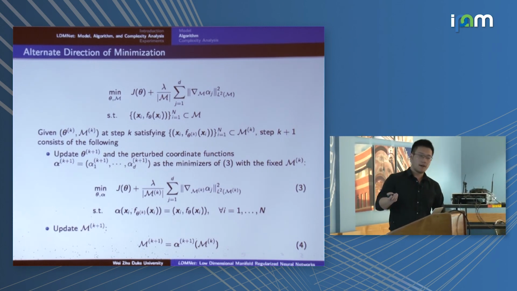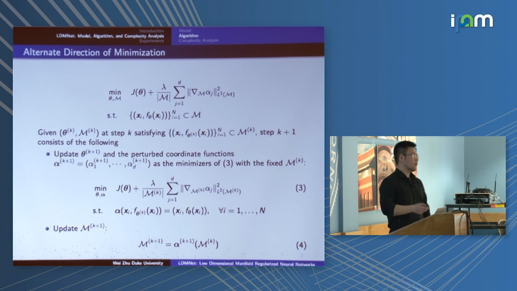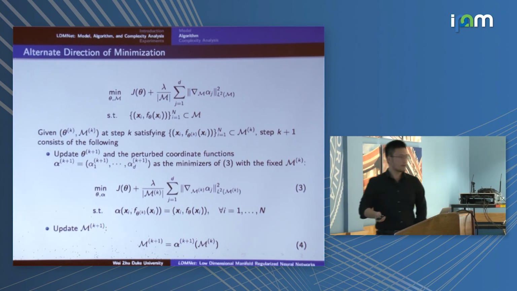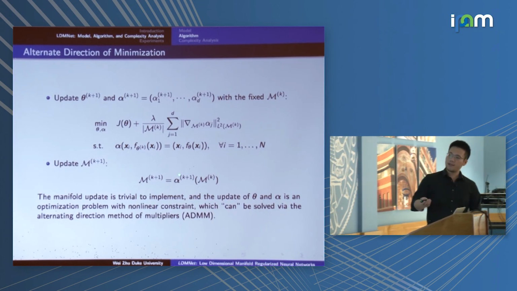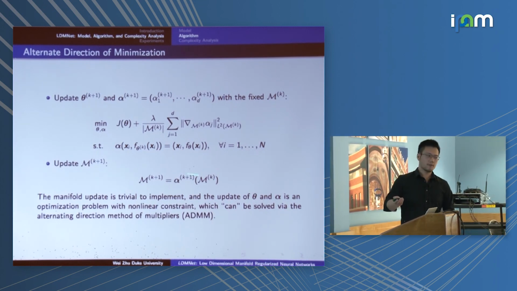We also have at each step, the point cloud is always mapped into the new point cloud using the function alpha, and the old manifold is mapped into the new manifold using the same alpha. That means at each step, the point cloud always samples the underlying manifold. Looking at these two steps, this one is fairly easy to implement. This is just point evaluation.